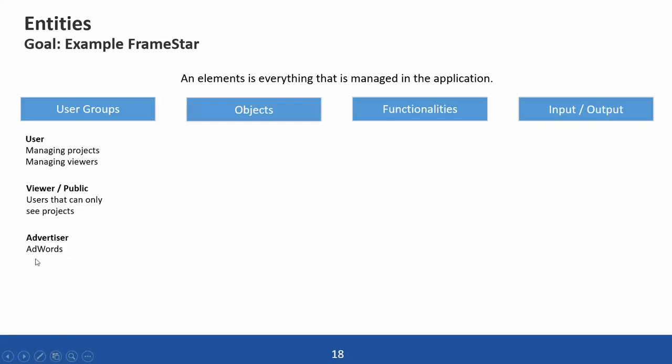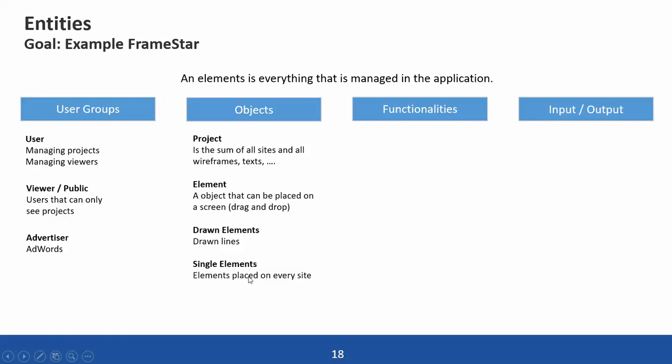There will be advertising. I will use adverts, so I also have to think how to get it into the application. My objects are projects, so the sum of all wireframes. I have elements that are part of the sites and the wireframes. I have drawn elements, single elements, multiple select elements, all entities that have their own attributes and function differently. I have to describe them and check how to deal with them in the whole application.